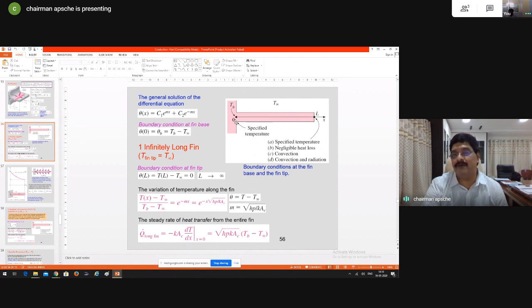One is at x equal to 0, theta is equal to T naught minus T infinity, TB minus T infinity. At x equal to L, it is TL, known temperature. Unknown temperature, you cannot use it. Someone measured this and said that the temperature at the tip is TL. I straight away use that, and theta at x equal to L is TL minus T infinity. And okay.